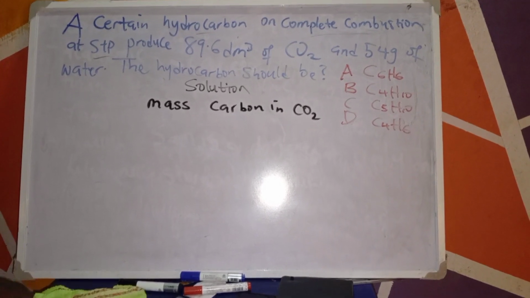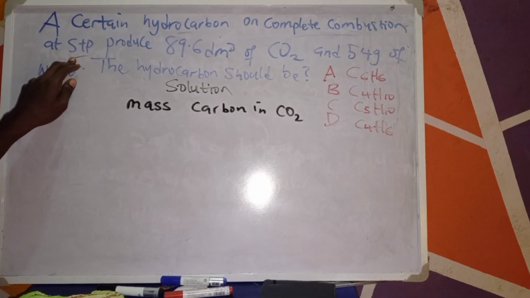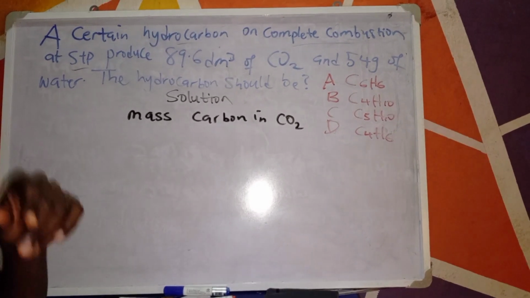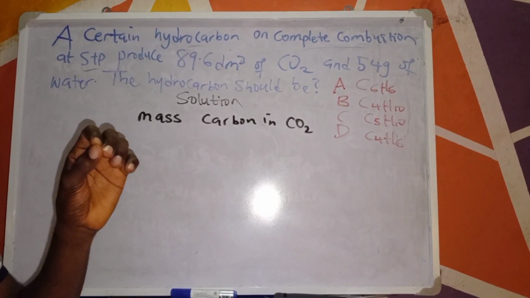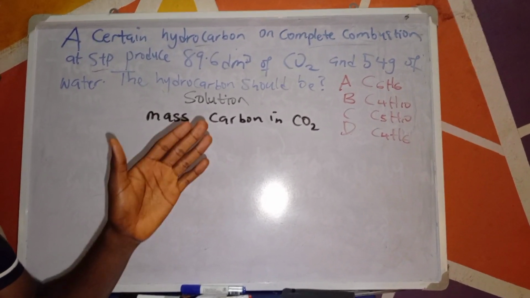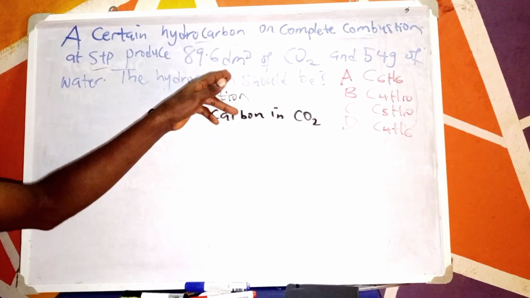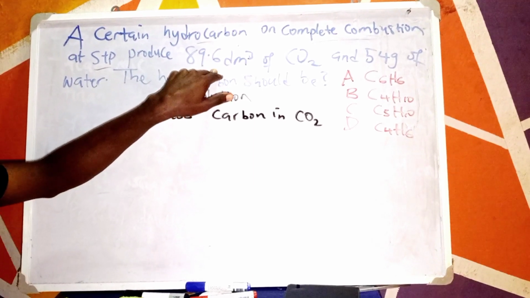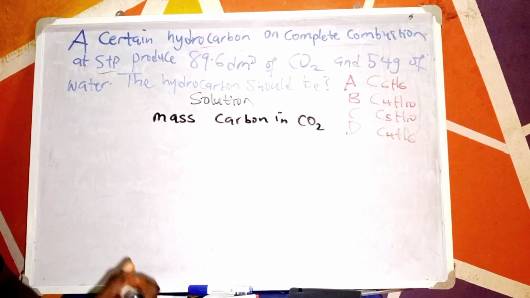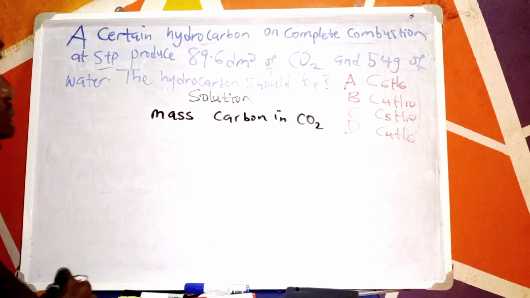But before we go over to mass fraction, we have to take note of this point here: at STP. What does it mean? This is what it means. We know in chemistry that at standard temperature and pressure, 1 mole of a gas occupies 22.4 dm cube by volume. From there, we can get how many moles of the gas are present in 89.6 dm cube of CO2. This is the simplest way we can go about it. For the sake of time, let's just go straight to solving the question.